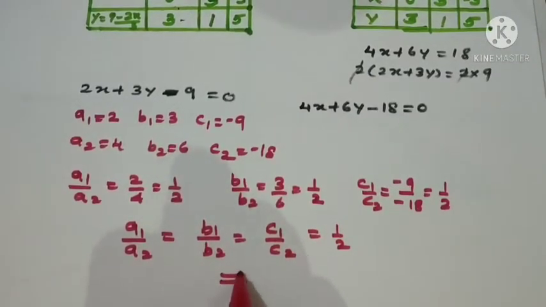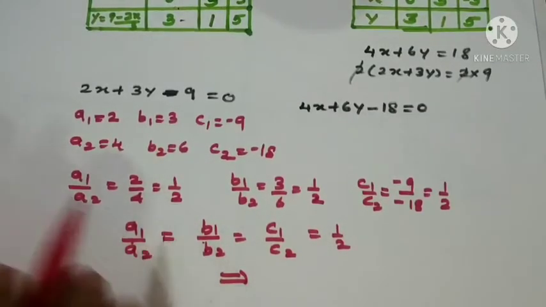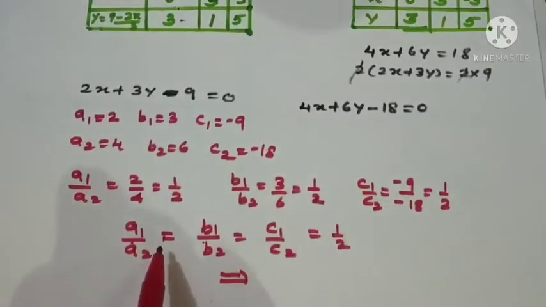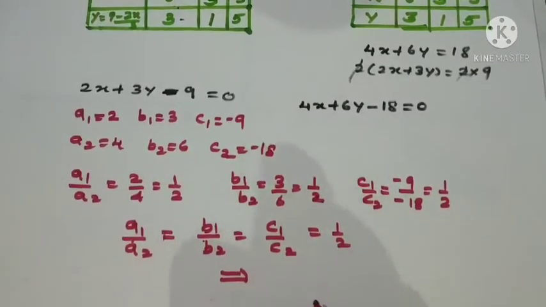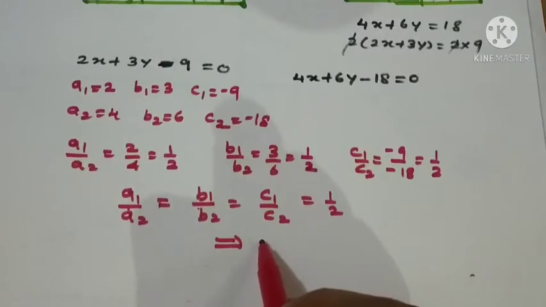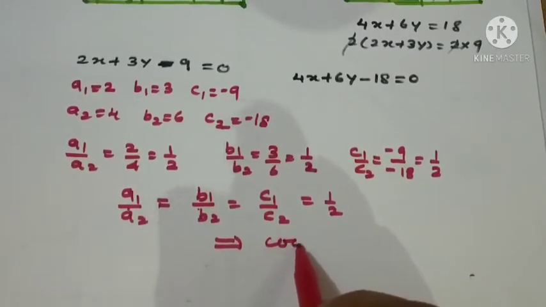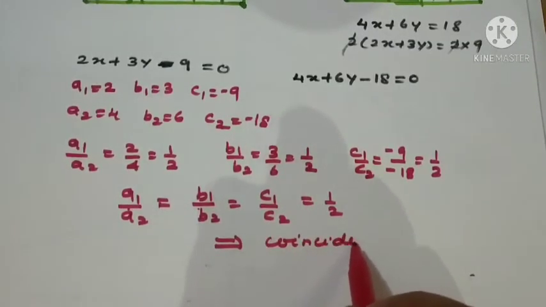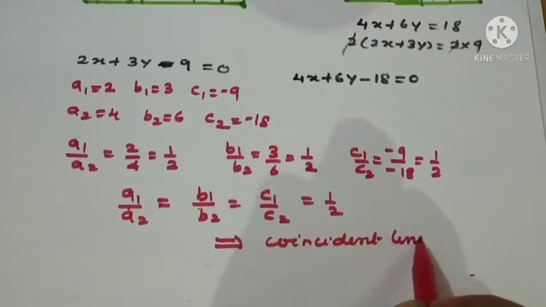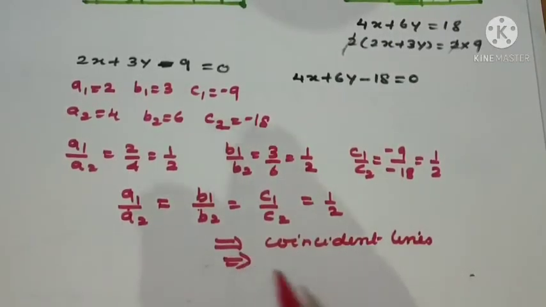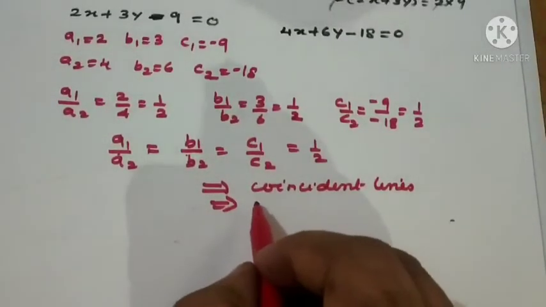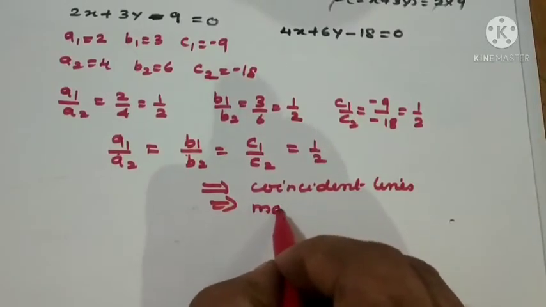Last time we told that these two ratios are not equal. Now three ratios are equal. So when this is not equal, the third ratio we have not checked. Now we got that it is equal, means all the three ratios are equal. So what is the conclusion here? The lines are coincident, means the same line. And how many solutions? In the previous case we got a unique solution, here many solutions.